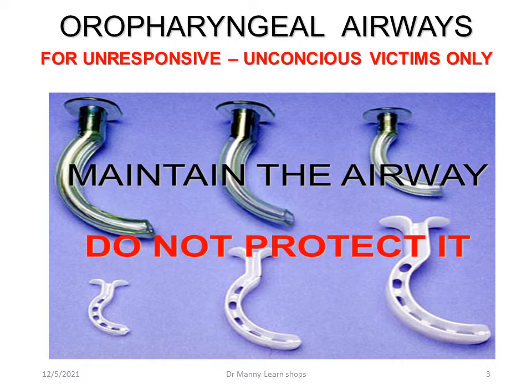Now, oropharyngeal airways, you've got a number of them. They're for unresponsive, unconscious victims only. They maintain the airway, they do not protect it. So if you put it into a conscious, or attempt to put it into a conscious patient, they could gag, vomit, and aspirate, which means you haven't protected the airway.